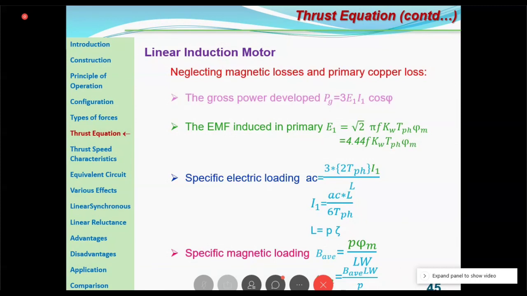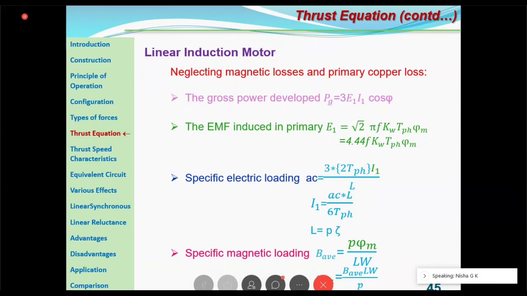The thrust equation is obtained from the power developed. The gross power developed will be equal to 3 E1 I1 cos phi. And as you know, the induced EMF in the primary is 4.44 f kw T phase phi m, where f is the frequency, kw is the winding factor, T phase is the turns per phase, and phi m is the flux per pole.